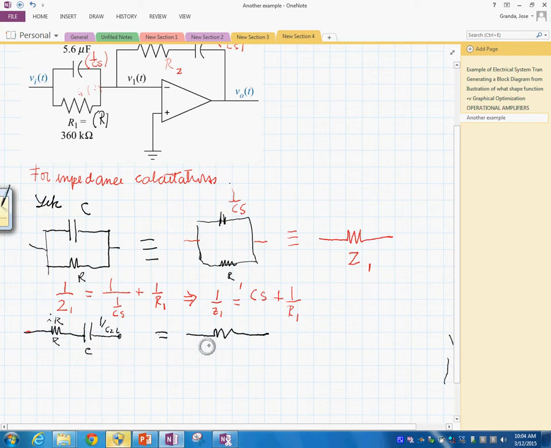Okay. So this is the input, the impedance Z sub 2. So Z2 is going to be equal to R sub 2 plus the other one that was 1 over C2 times S.